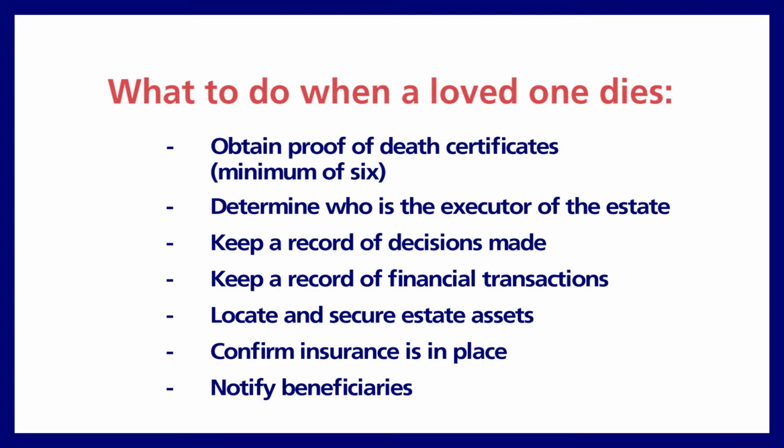There are a couple of things that need to be done when a loved one passes away. Obtain a minimum of 6 proof of death certificates from your funeral provider. Determine who is the executor or administrator of the estate. Make a record of all decisions made, steps taken, and financial transactions. Locate and secure estate assets and safety deposit box.